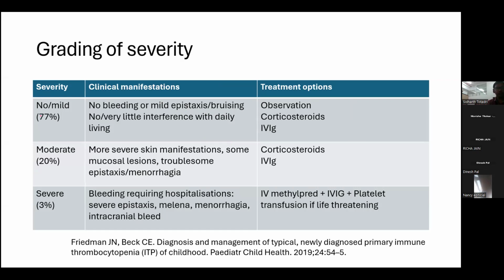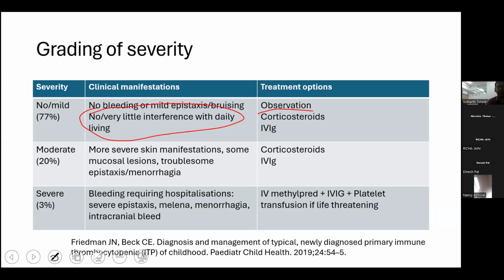So, children with no or mild bleeding in ITP will have no bleeding at all. It will just be a low platelet count on the blood count. Or they might have very mild epistaxis or skin bleeding, and this bleeding is not interfering with daily activity. So here you can either observe the child or you can give them an option of treatment, which I'll talk about later.